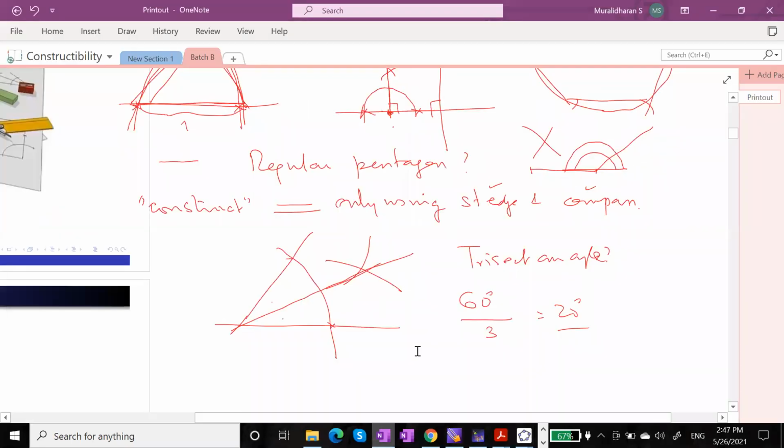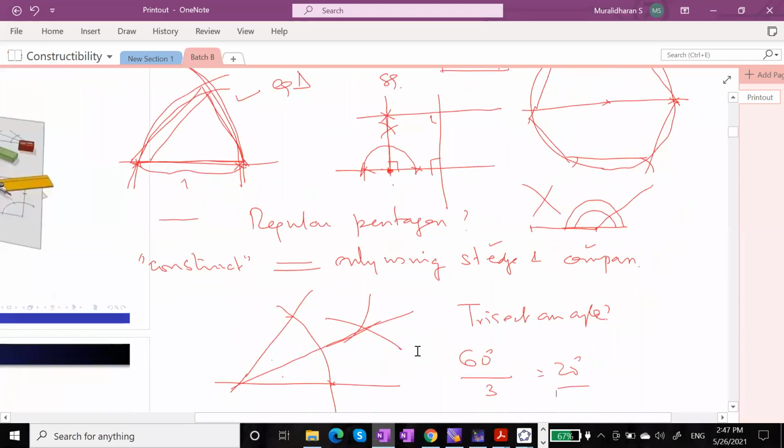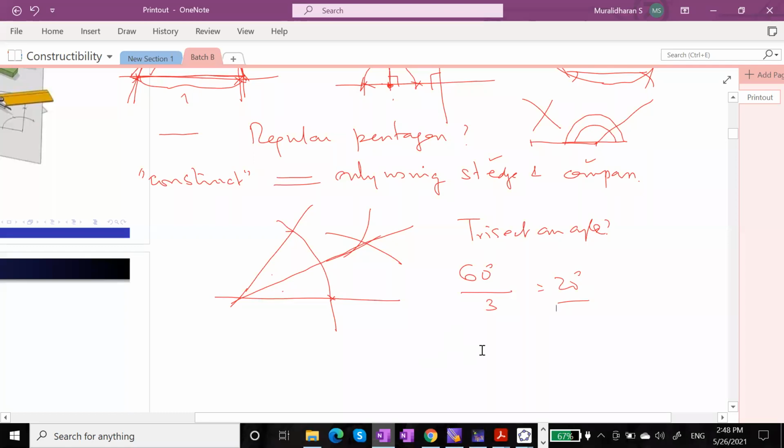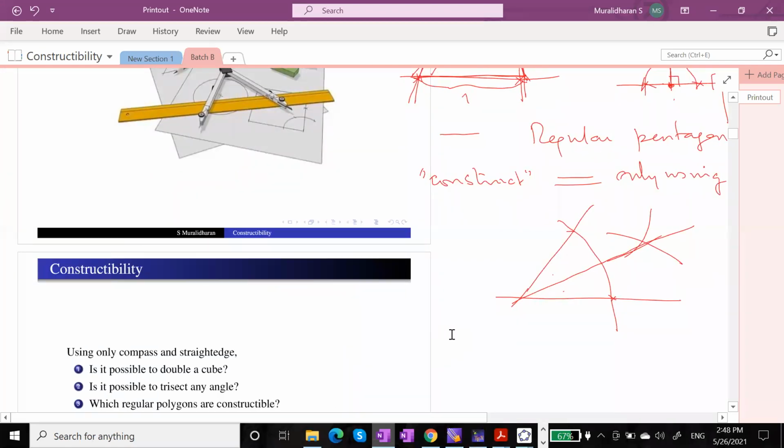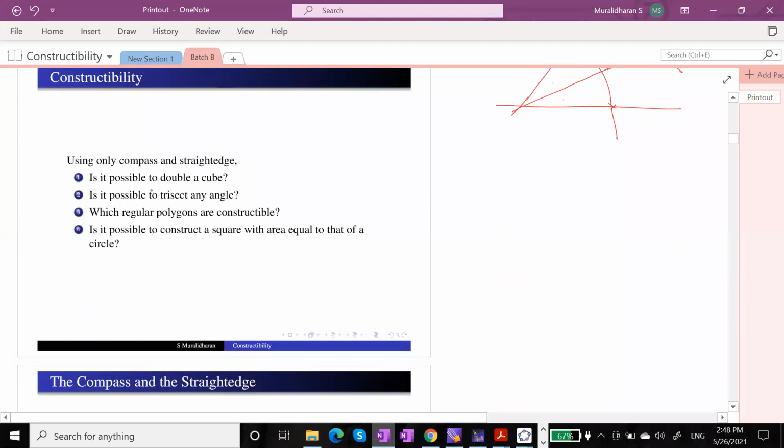We already know how to construct 60 and 30, so this is nothing new. So the point is, can any angle be trisected? That is the question which they are interested in. In fact, they were interested in several questions like this one. That is, is it possible to double a cube?